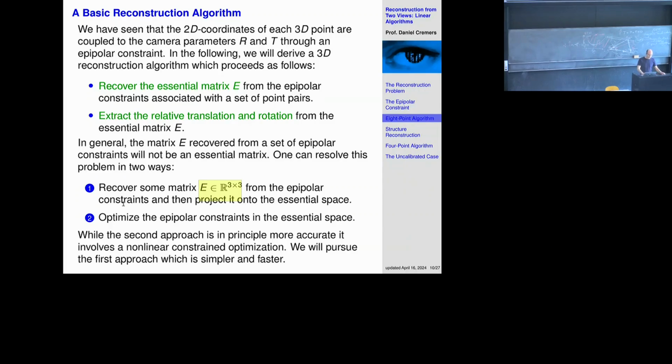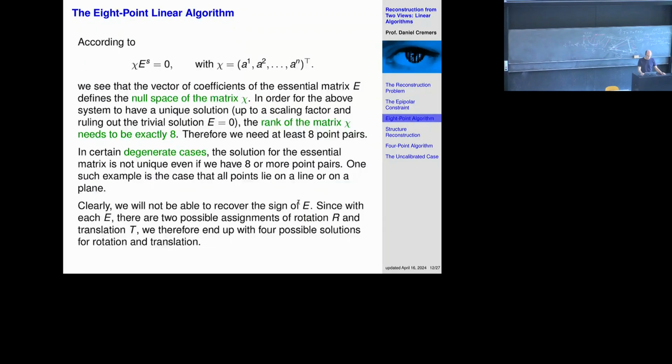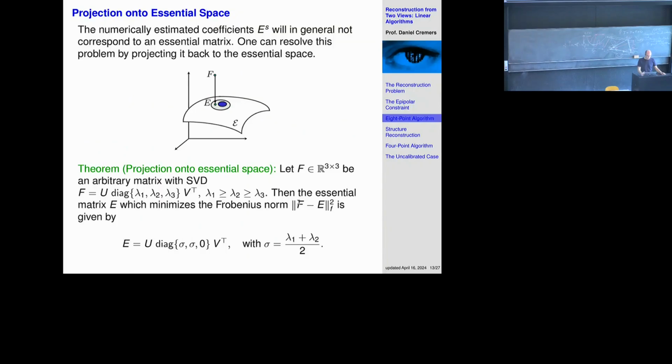What we therefore pursue is the first approach: we estimate a matrix E and then we project onto the essential space. Just a second. I think the slides have shifted. I should move that slide.